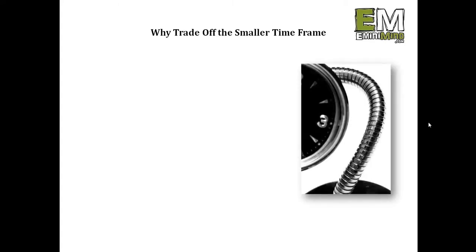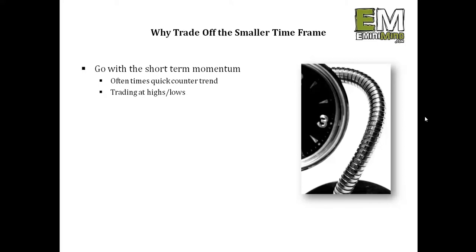So number one is, why trade off the smaller time frame? Well, when you go with the smaller time frames, you're essentially going with the short-term momentum, and oftentimes these are quick counter trend trades, and the trades occur at higher lows. So those are the two criteria we'll be looking at for the ES. When you look at a smaller time frame chart, there are obviously a lot more trading opportunities. So what you need to do is screen out a lot of the noise, and this is one of the best ways I've found to do that on the ES.